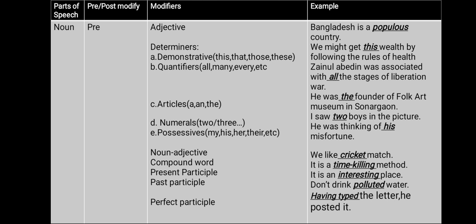Past participle: don't drink polluted water. So we get polluted as a past participle in the sentence. It sits before the water to pre-modify the noun. Perfect participle: having typed the letter, he posted it. We got having typed as a perfect participle before the noun to modify.